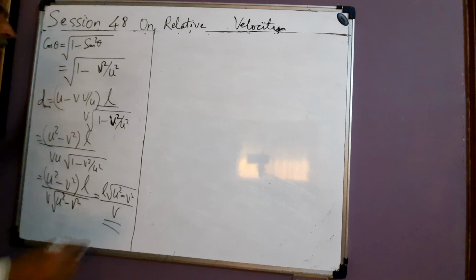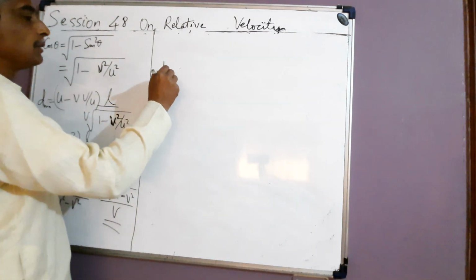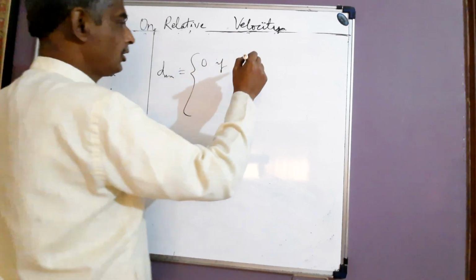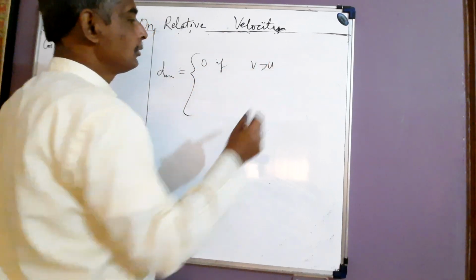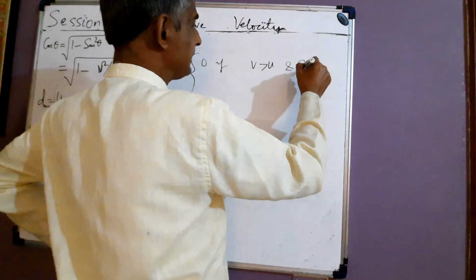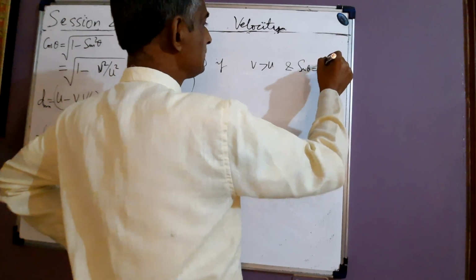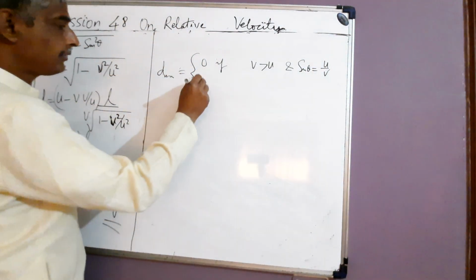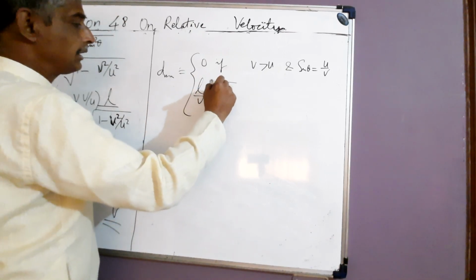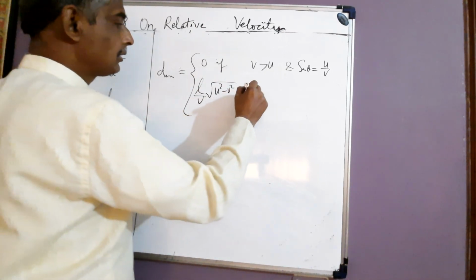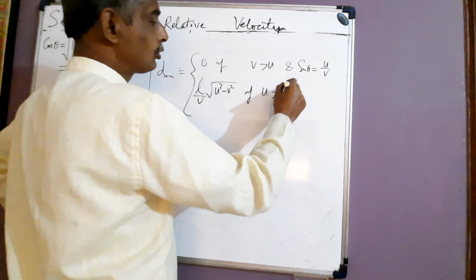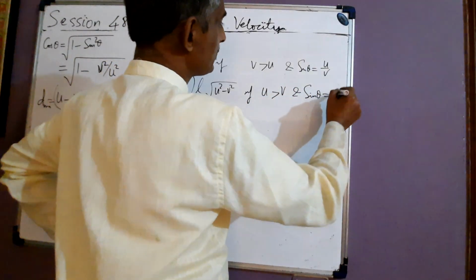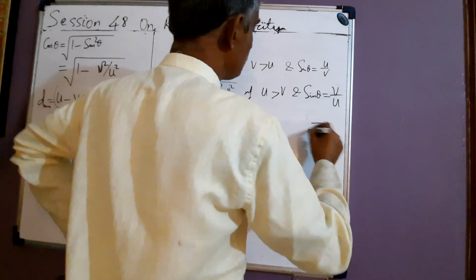So this is the expression for minimum drift. So we get two values of d minimum. d minimum is 0 if v is more than u, and the corresponding theta is sin theta equal to u by v. And the second expression for d is L by v root under u square minus v square if u is more than v. And the corresponding value of theta for minimum drift is sin theta equal to v by u.